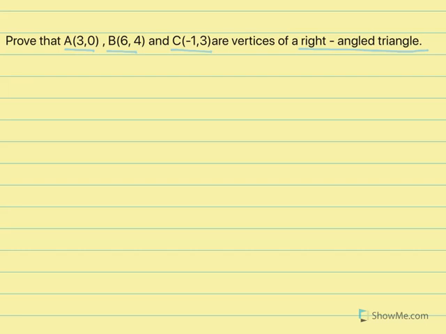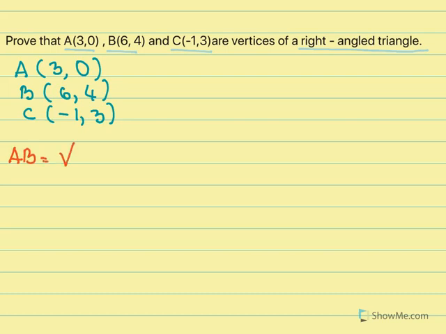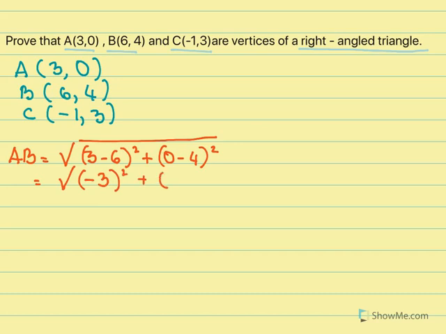Prove that A, B, C are the vertices of a right angled triangle. So we have A, which is (3, 0). You have B (6, 4), and C (-1, 3). We have to show that these are the vertices of a right angle triangle. So in the first step, we will find AB. So AB will be 3 minus 6 the whole square plus 0 minus 4 the whole square. x1 minus x2, y1 minus y2. So this would be now minus 3 the whole square, and this is minus 4 the whole square.